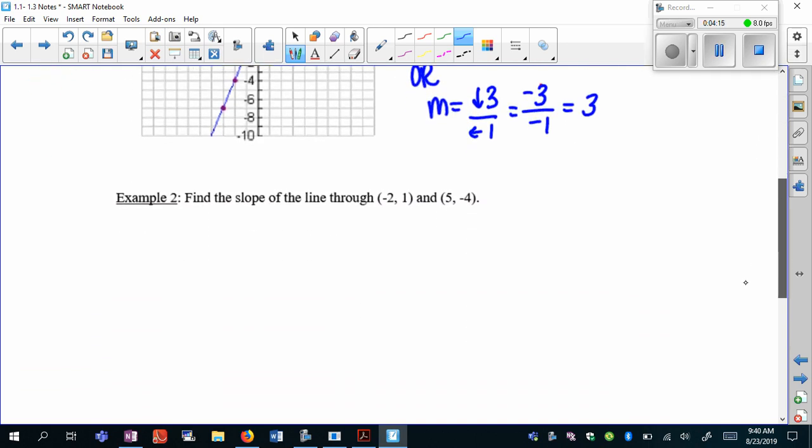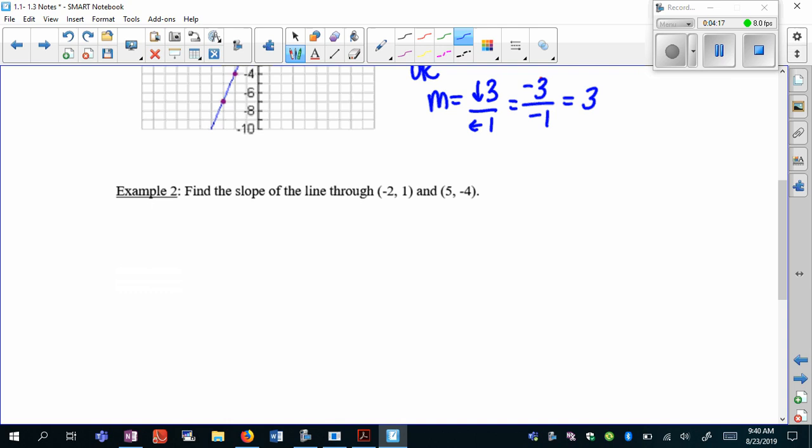So then the next one is doing this algebraically. So algebraically, without a graph, use the formula. It's the change in y's over the change in x's. So I write down my formula. It doesn't matter which one you call x1, y1, x2, y2. Usually what I do is draw little brackets here to make sure I'm subtracting.